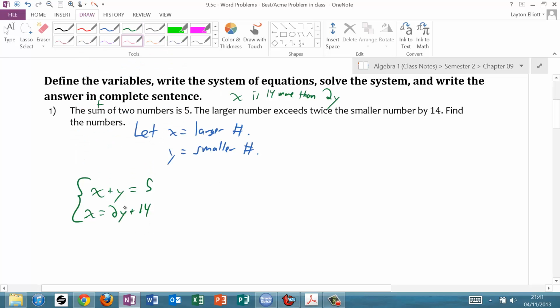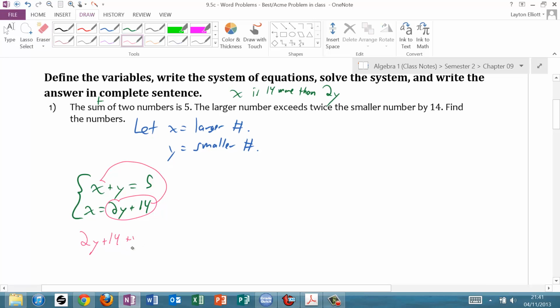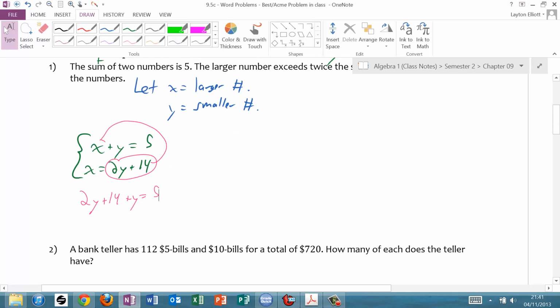So this is set up for substitution, taking this and plugging it in here. So I would go 2y plus 14 plus y is equal to 5. Keep going. 3y is equal to, if we subtract, negative 9. Divide by 3, I get y is equal to negative 3. If y is equal to negative 3, I'm going to rewrite that equation as x plus a negative 3 is equal to 5, or x is equal to 8.